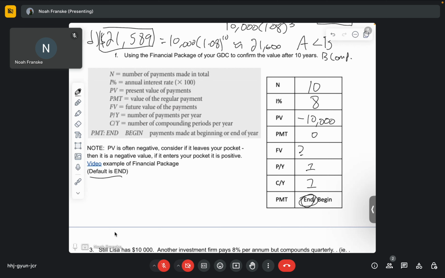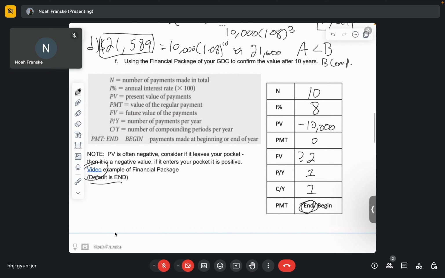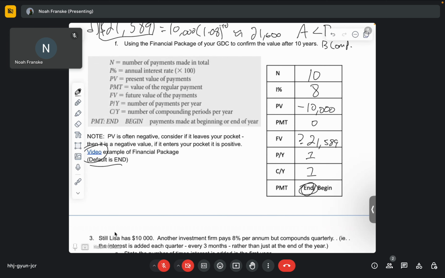There's a video example that shows a little bit more about the financial package. If you'd like to see that, we'll talk about it a lot more in class 2. And we calculated our final value, and that ended up being the same at $21,589. There we go. All right.